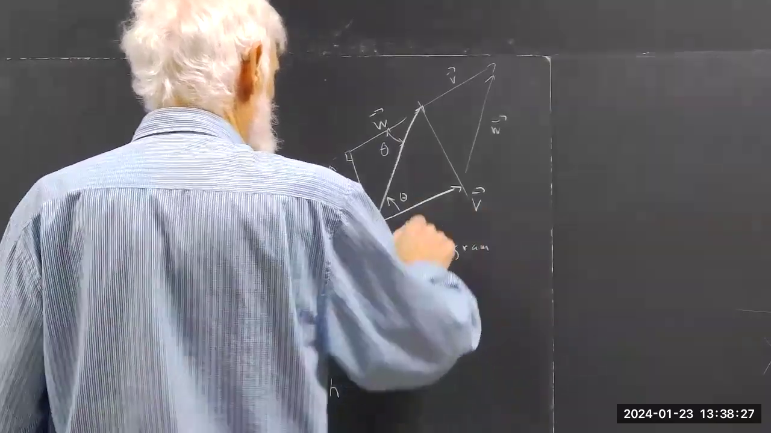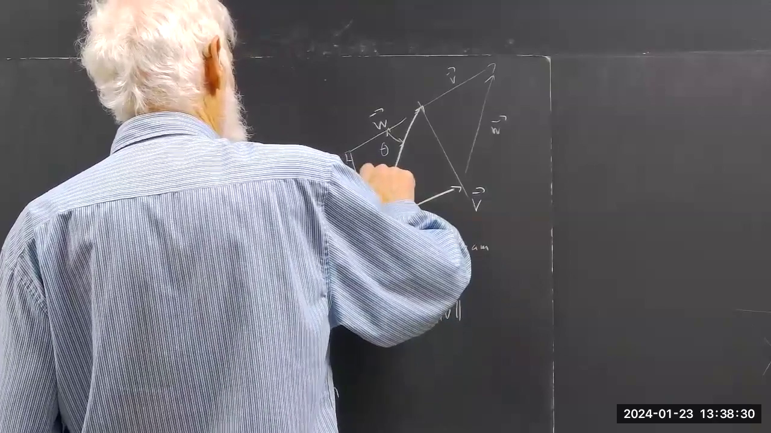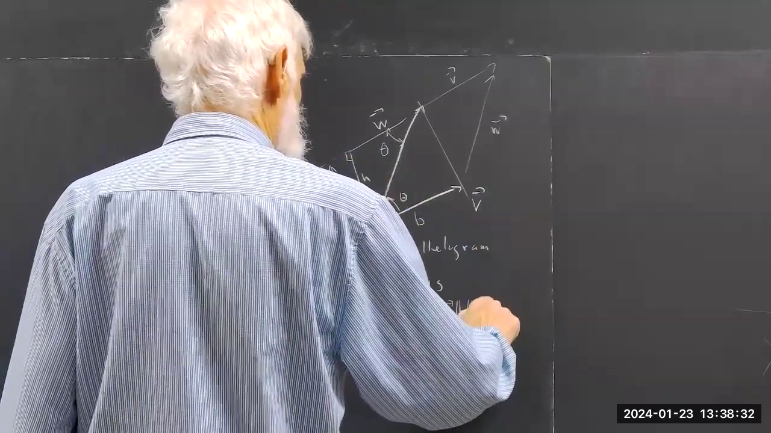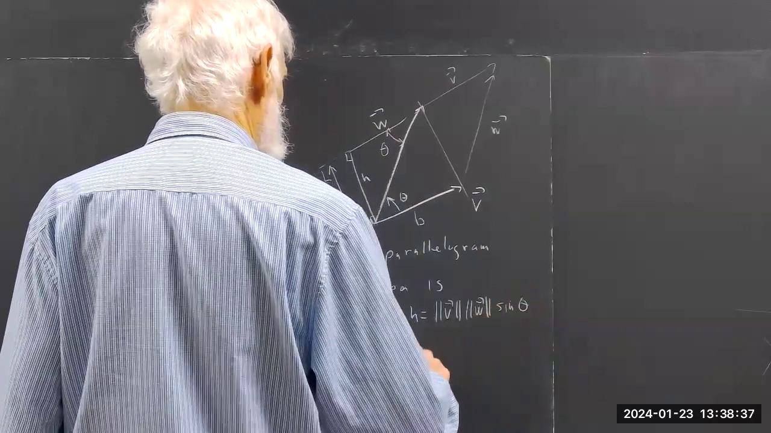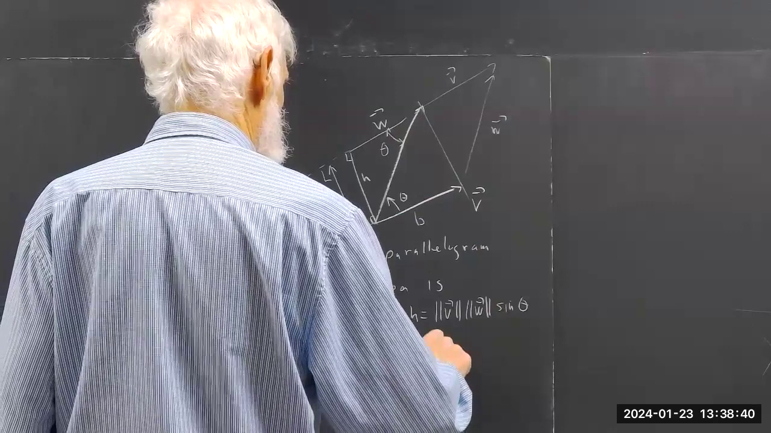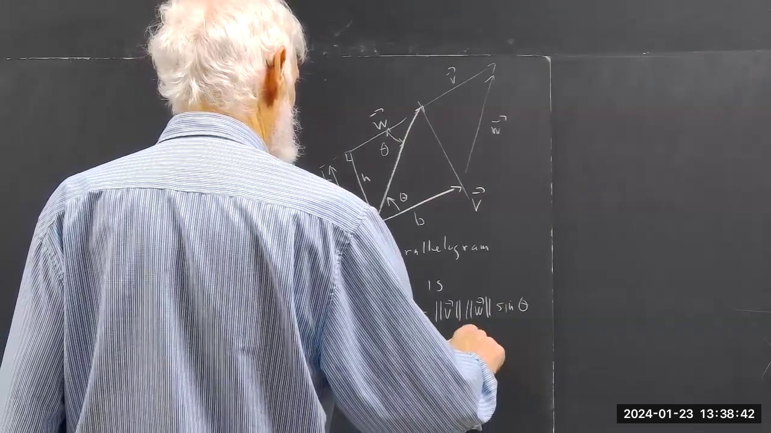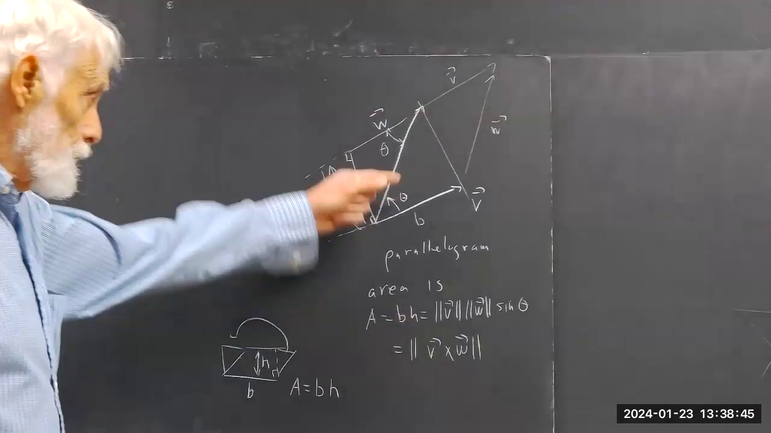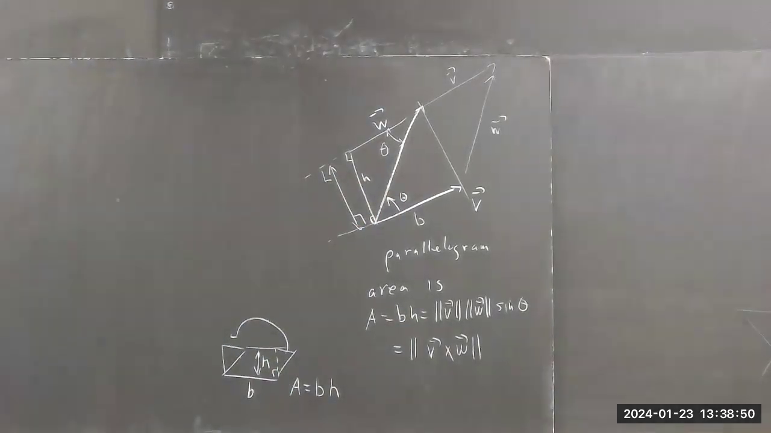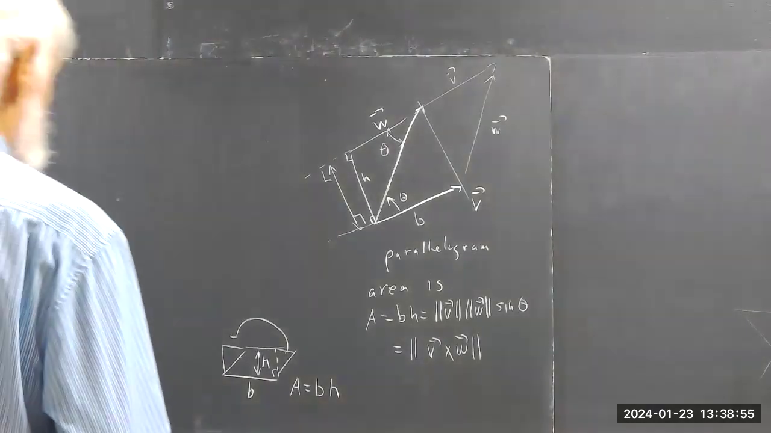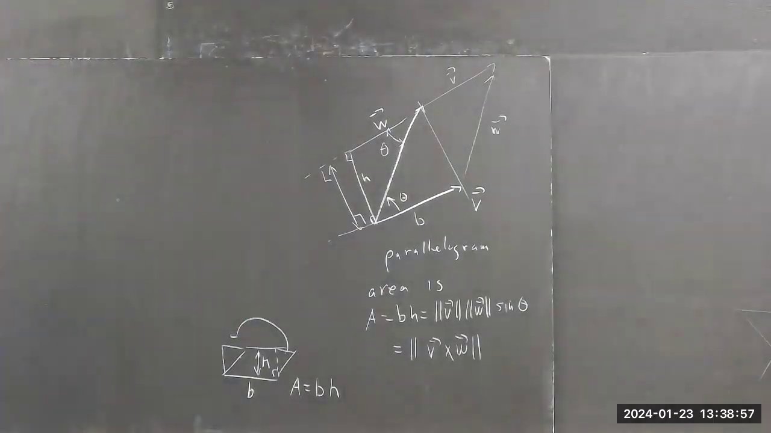I'm going to use V for the base, so here's the base. And here's the height. That's a magnitude of V cross W. We just defined it. Just learn how to calculate it. Okay. So that's an important geometric connection. And even better when it's a triple dot product, triple scalar product.